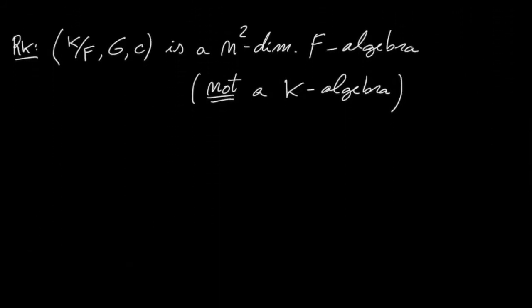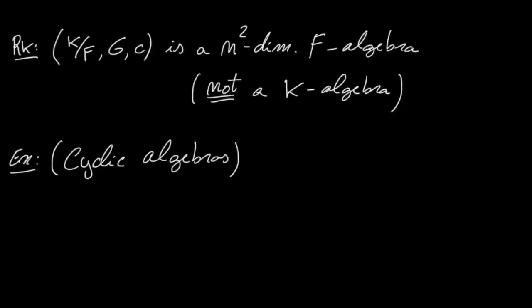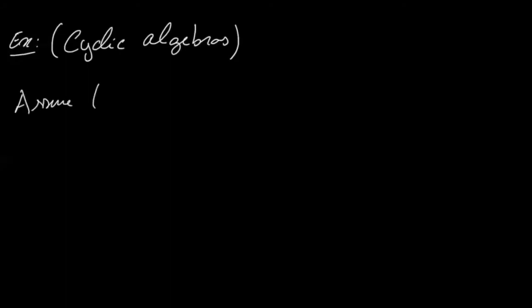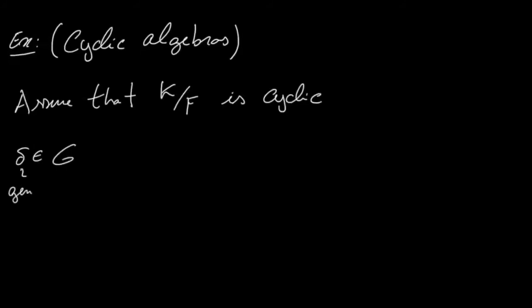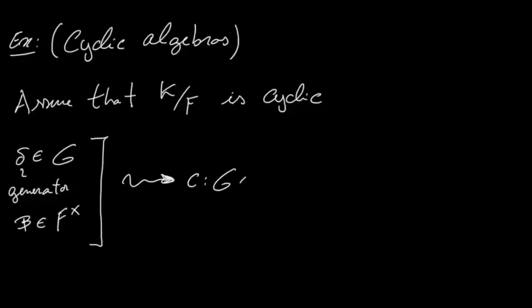Okay, so what's so interesting about this algebra, let's see an example, is that it actually generalizes the construction of cyclic algebras. So let's assume that our Galois field extension is actually cyclic. And moreover, let us choose a generator, so an element of G which is a generator, and also an invertible element of F. Then, given this data, what can we do? We can consider the following normalized Tuchel cycle, with values in the invertible elements of capital K, which is defined as follows.